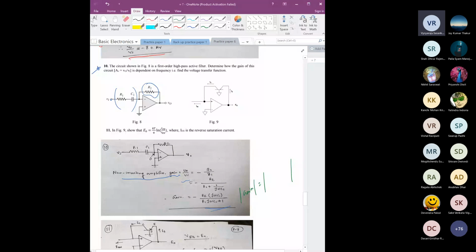So if you take it like this, then along with the modulus of gain, you will also get the phasor angle. But if you take only this mod value here, then you will only get the magnitude of the gain. You will not get the phase value from here. Okay, sir.